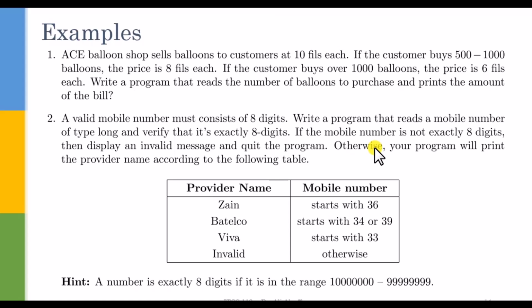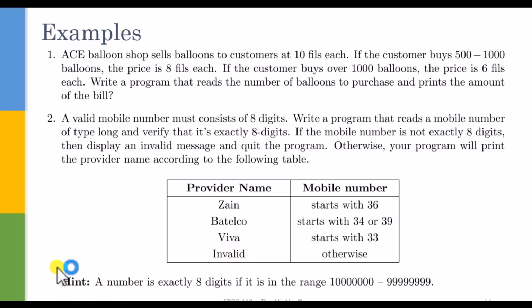Otherwise, if everything is fine, your program will print the provider name according to the following table. Provider name means the company name of the mobile number. If the mobile number starts with 36, then the provider is Zain. If it starts with 34 or 39, then it is Batelco. And if it starts with 33, Viva. Any other combination is an invalid provider.